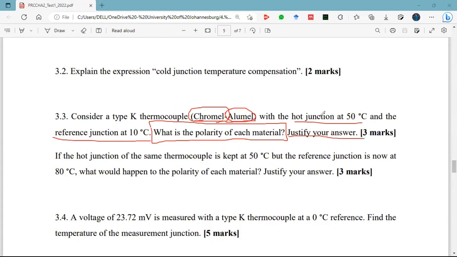And how do you justify this? You have to understand the concept of the Seebeck coefficient. You have to understand the concept of the Seebeck coefficient: the fact that alumel has a lower Seebeck coefficient as opposed to chromel.